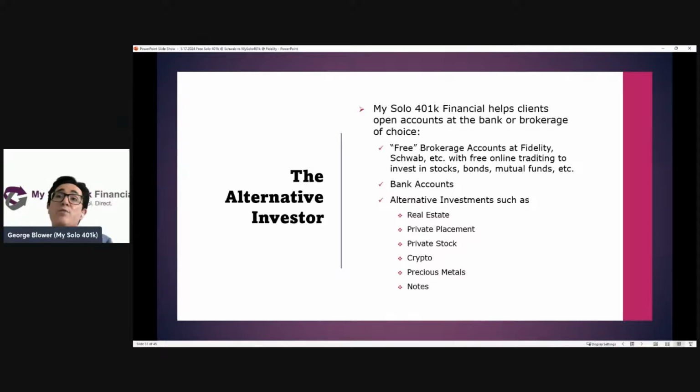Some folks may want to have some of their money invested in a brokerage account at Fidelity, but also have other funds in different types of investments, right? Whether it's real estate, private placements, private stock, etc. So you could transfer the funds out of the brokerage account at Fidelity that's governed by our plan to make that investment, or you might have a bank account just to make it easier to make those alternative investments. And you could have both the bank account for the solo 401k plus the brokerage account at Fidelity.